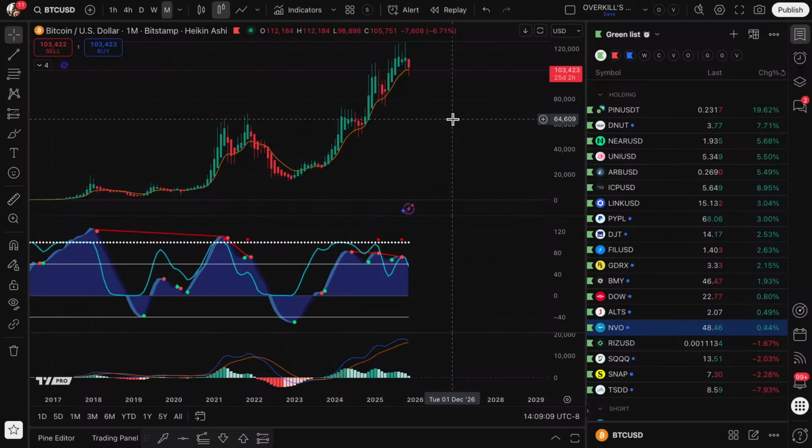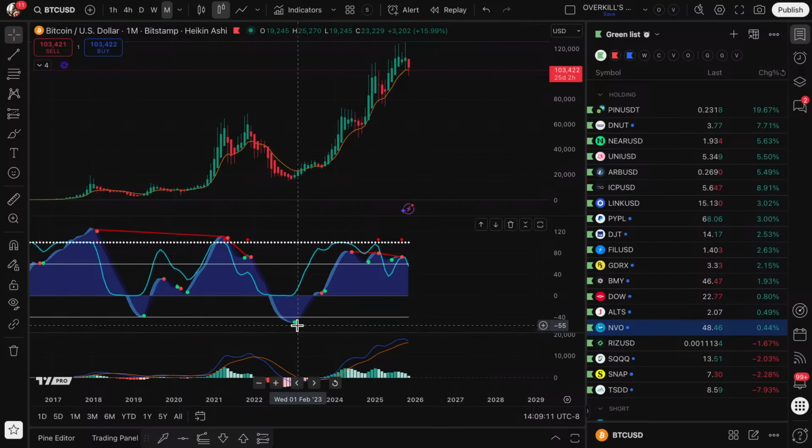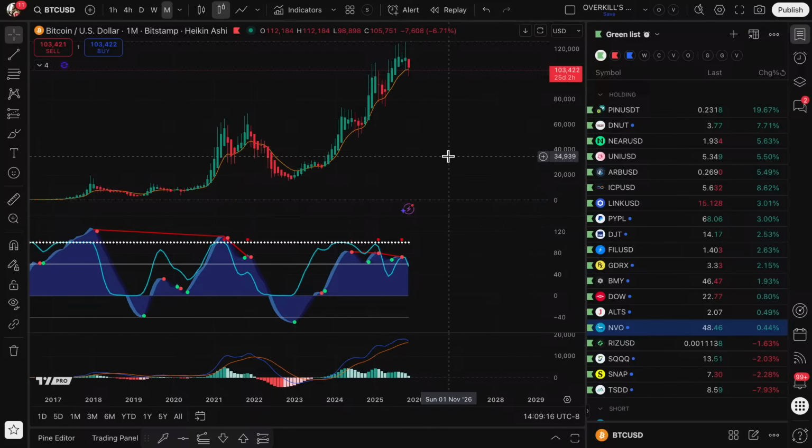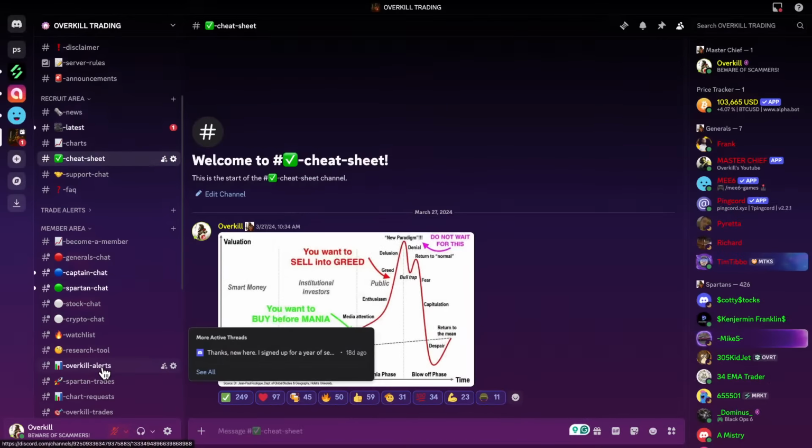How do we know if it's in our favor as a trader? It's green here on the monthly chart. Right now, Bitcoin is red. So as I'm taking your chart requests from the chat today, and from over here in the Discord, we're going to look at the monthly chart.